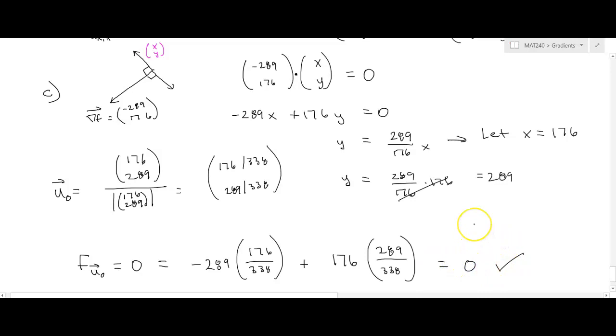And so that again will just justify that moving perpendicular to the gradient gives no change. Now you could have picked any value of x here. This just made it really easy. Choosing 176 for x allowed those to cancel out. I didn't have ugly fractions to deal with, until I had to normalize or unitize the vector, then I had to deal with some pretty ugly fractions.